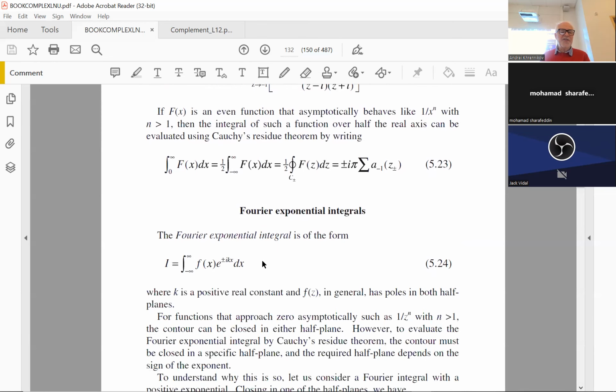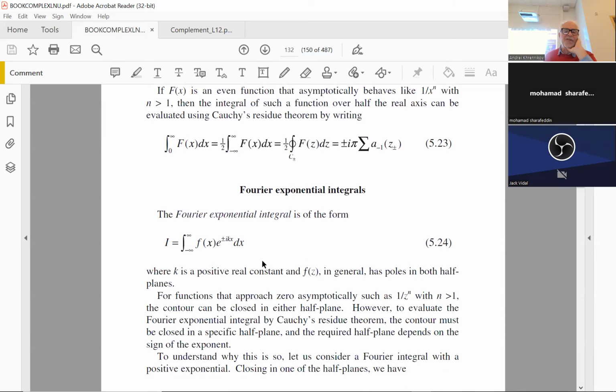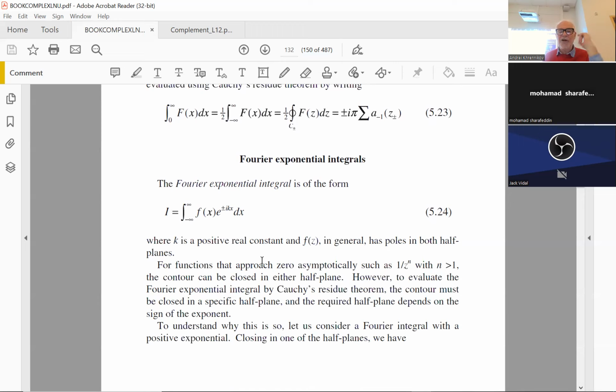Fourier exponential integrals. This will already be a part of the next course on Fourier analysis, but for the moment we learn how we can calculate such integrals. There is some function which we assume can be extended to the complex plane, and here this exponent e^{ikx} dx. Of course, on the real line this exponent is bounded, but when we make the analytic continuation, it would be f(z), and here would be the exponent e^{ikz}.